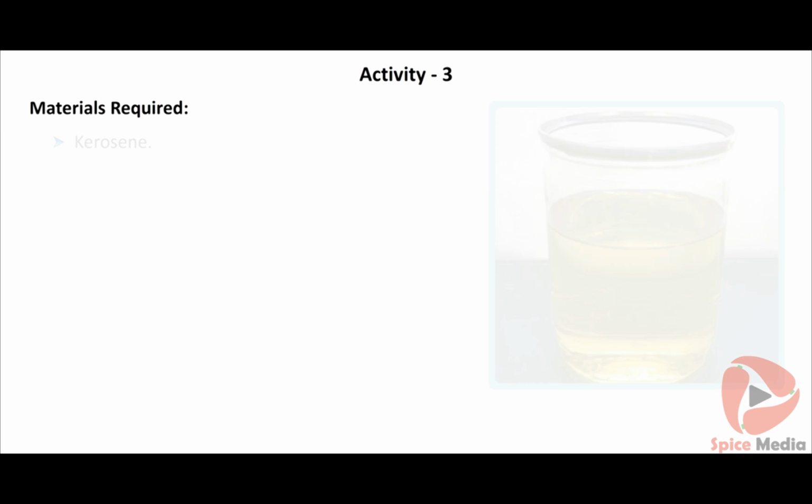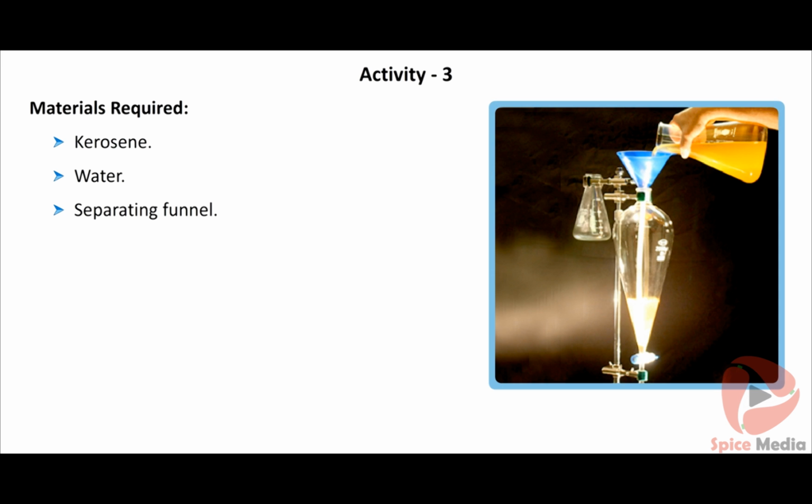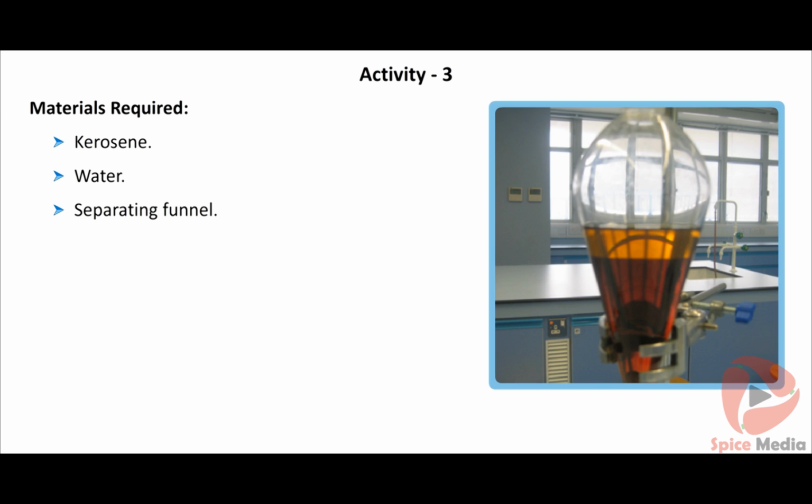Materials required: kerosene, water, separating funnel. Procedure: take a mixture containing kerosene and water. Pour the mixture into a separating funnel. Close the mouth of the separating funnel. Shake it for 10 minutes. Hold the funnel in a stand for 15 minutes. Observe the changes. Note the lower and upper layers. Write the principle behind it.